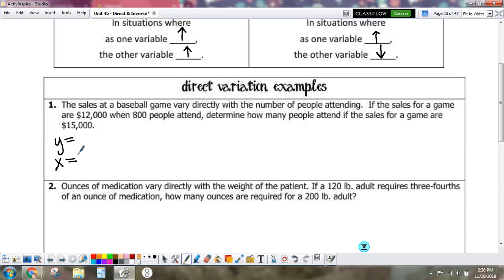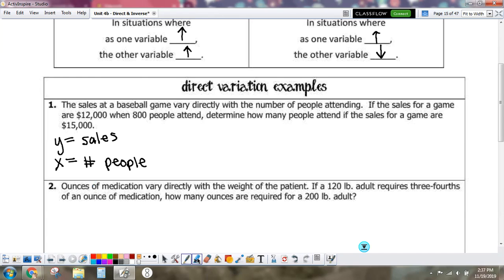So do the people attending depend on how much money they make, or does how much money they make depend on how many people attend? It should be the second one, because the more people attend, the more money they make. So our total sales is going to be our y, and then our x is going to be the number of people. As the people go up, the sales go up. So we're going to go ahead and set up our proportion.